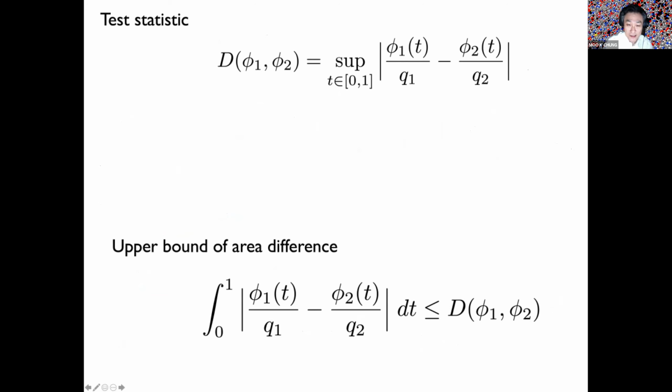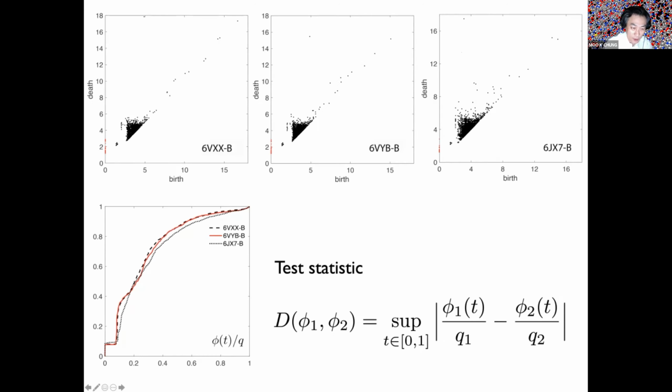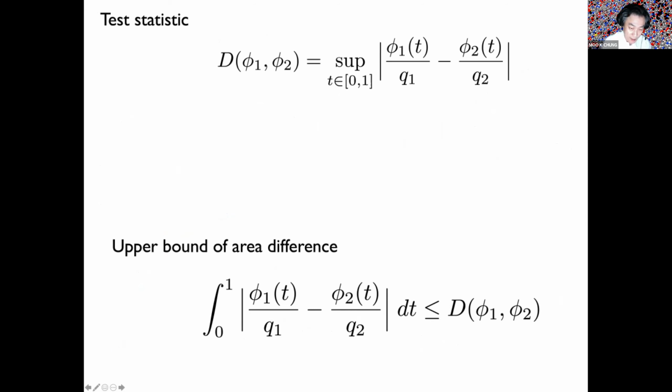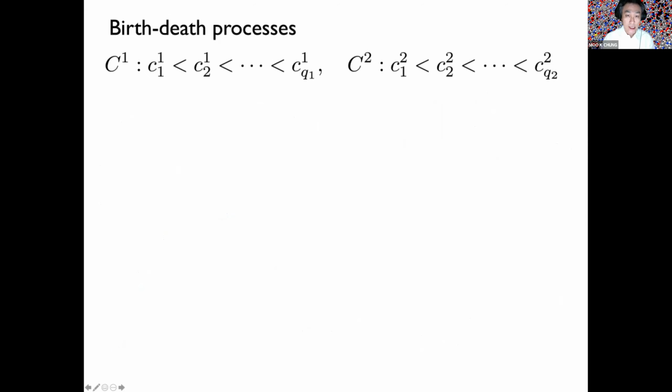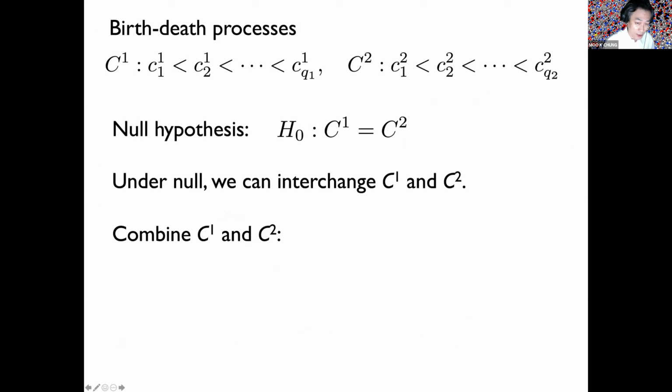Now, what is this? Well, this is actually the upper bound of the area differences. So you see this, and if you take the area differences, this is actually the upper bound. So I'm going to use this upper bound as a test statistic and test the equivalence of these two processes. That's all you need. This formulation is equivalent to testing two Poisson diagrams.